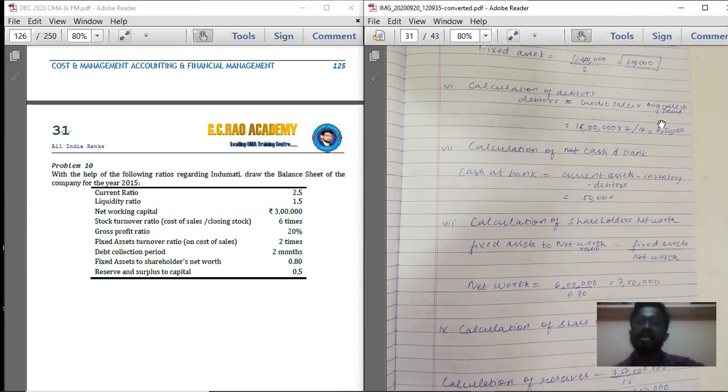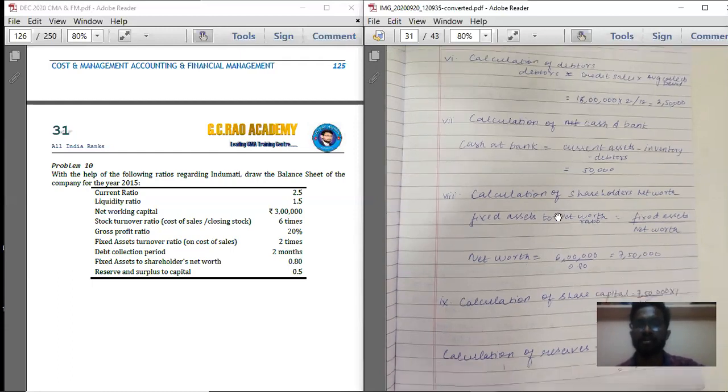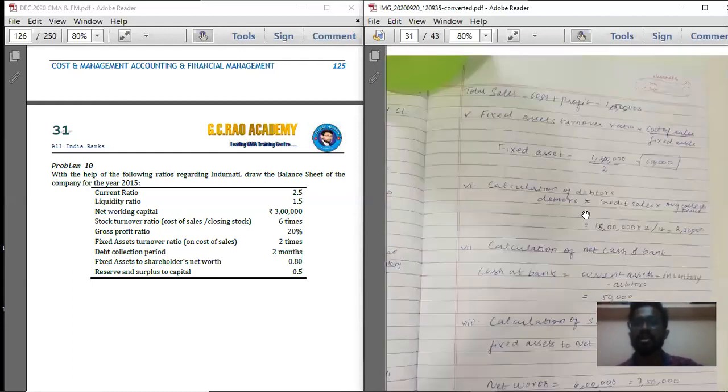Credit sales into average collection period, which is equal to what is credit sales? We are assuming all the sales as credit sales. So total sales is 15 lakhs as we found. So 15 lakhs into the debt collection period, 2 months divided by 12 months. So into 2 by 12. 15 into 2 by 12 is equal to 2,50,000. So we found what is debtors and what is stock.